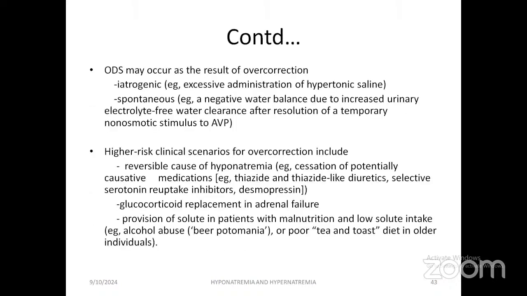Osmotic demyelination syndrome may also occur as a result of overcorrection, that is due to iatrogenic or spontaneous causes. Iatrogenic is mainly due to excessive administration of hypertonic saline. Higher risk clinical scenarios for overcorrection include reversible causes of hyponatremia, glucocorticoid replacement in adrenal failure, and the main one is provision of solute in patients with malnutrition and low solute intake. Example in alcohol abuse, that is beer potomania, or poor diet in older individuals, what we call the tea and toast diet.